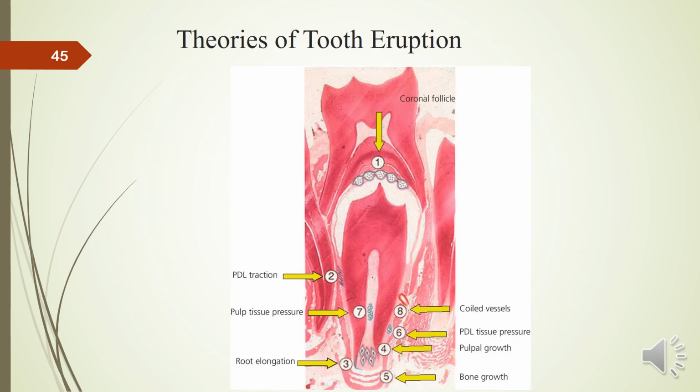Lastly, we have some theories of tooth eruption. There are plenty of theories of tooth eruption, and we are still not able to say for certainty which theory is exactly working. So in this I have taken this picture from the internet, and very nicely this picture shows all the theories of tooth eruption. You have coronal follicle, pedial retraction, pulp tissue pressure, root elongation. Then you have pulpal growth, bone growth, pedial tissue pressure, and coiled vessels.